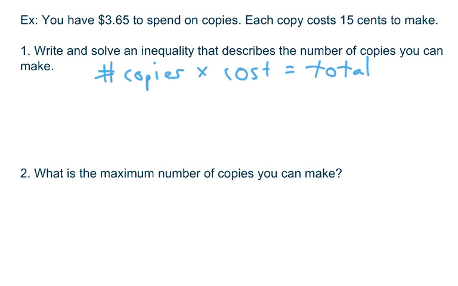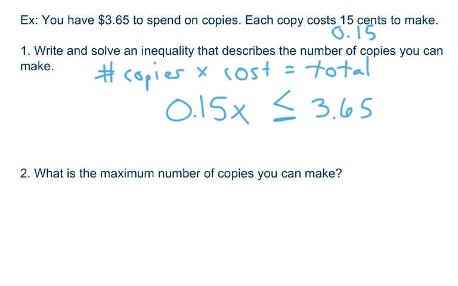Well, my total, I know I can't go over 365. That's my budget. I don't know how many copies I'm making, but I do know they cost 15 cents. And I could write 15 cents as 0.15 if we're thinking in terms of dollars. So we'll have 0.15x. Now, I have 365, so I could spend exactly 365, but I can't spend more than that. So that's got to be less than or equal to 3.65.